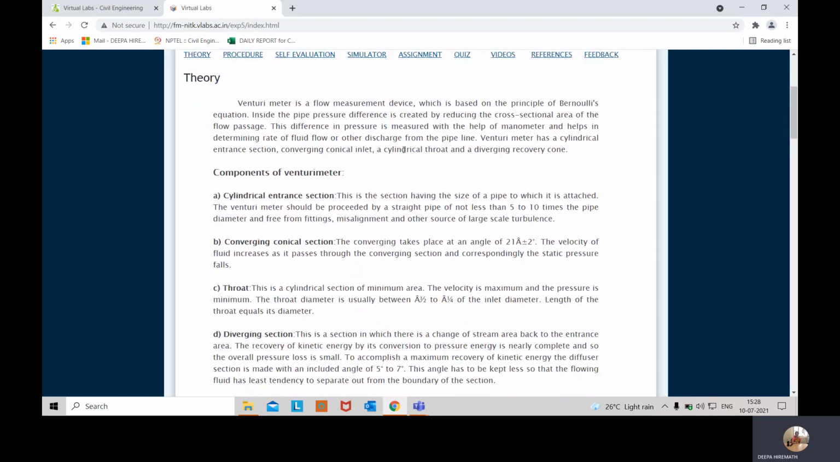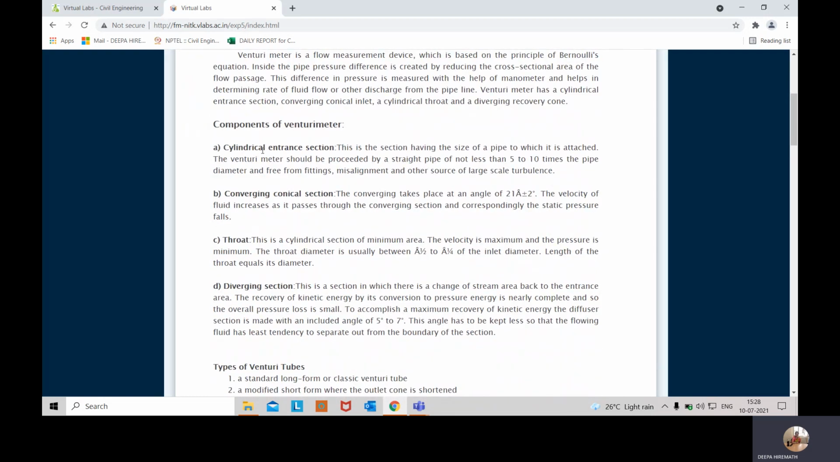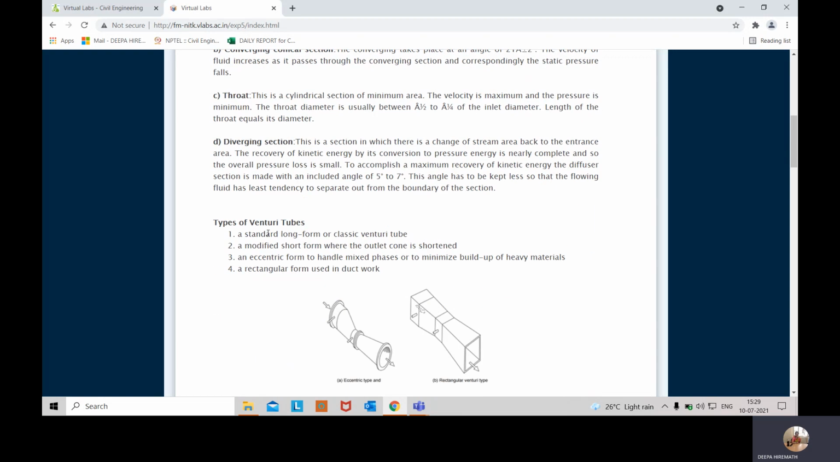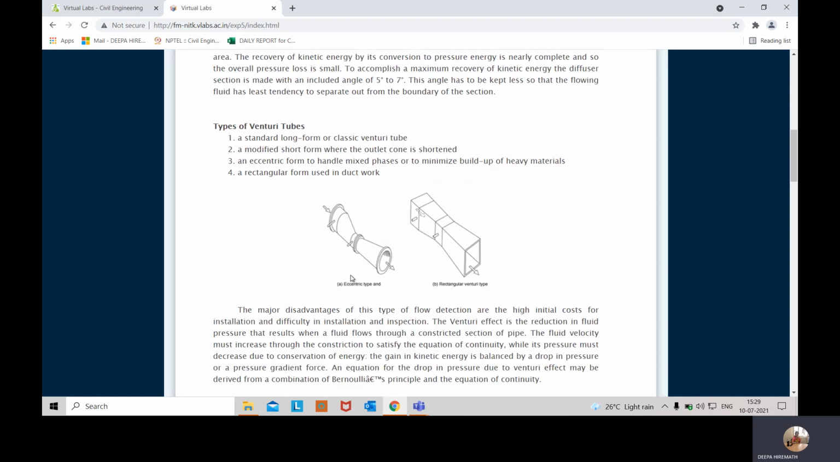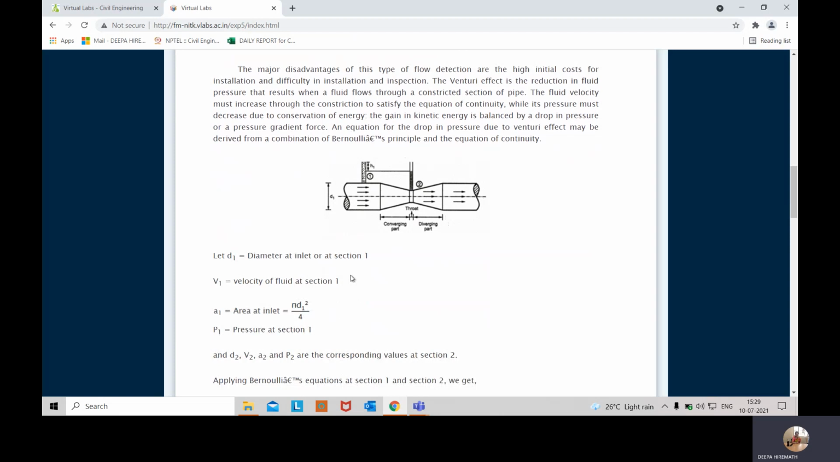So there are many components of Venturimeter like cylindrical entrance section, converging conical section, throat section and diverging section. There are many types of Venturimeters: a standard long form or a classic Venturi tube, a modified short form where the outlet cone is shortened, an eccentric form to handle mixed phases or to minimize buildup of heavy materials, and a rectangular form used in duct work.